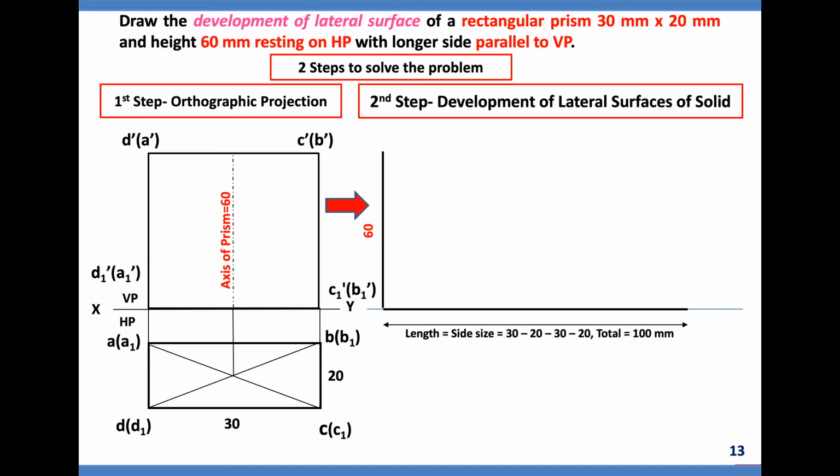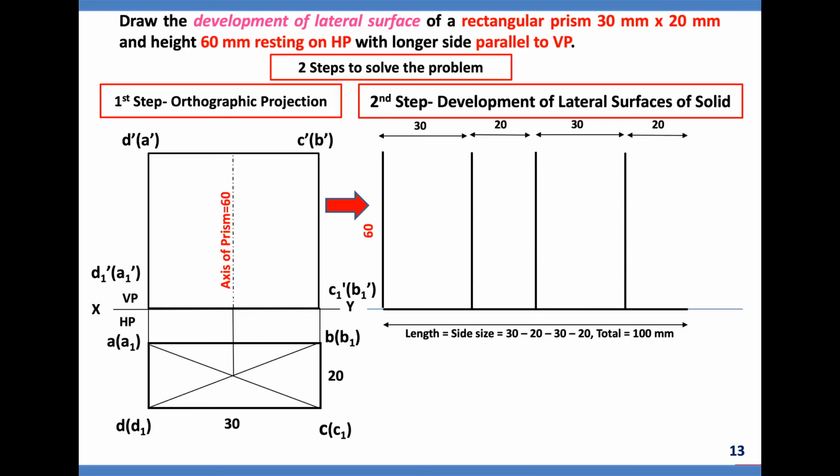Height is equal to 60, which is the height of the prism. Then 30, draw a line, 20, draw a vertical line, again 30, draw a vertical line, again 20, vertical line, close it and cover it. So the 4 sides of the rectangular prism are cut, unfolded, and spread on a plane to get the development of it.